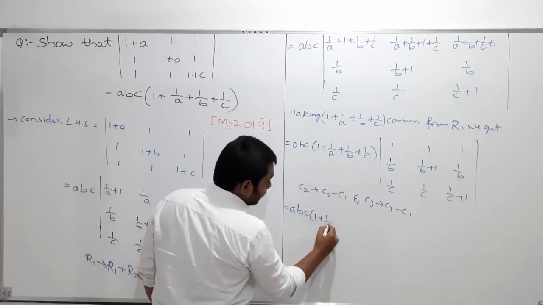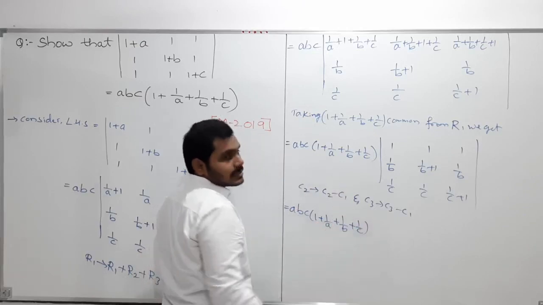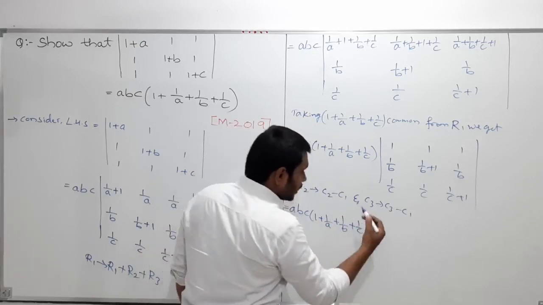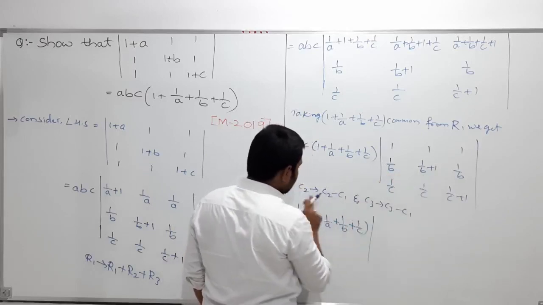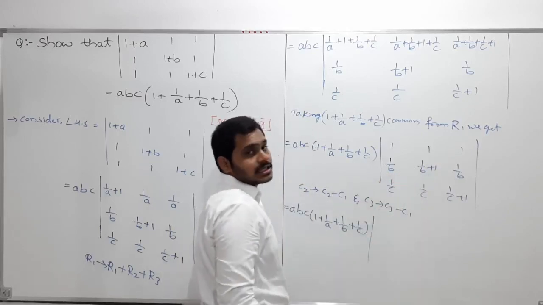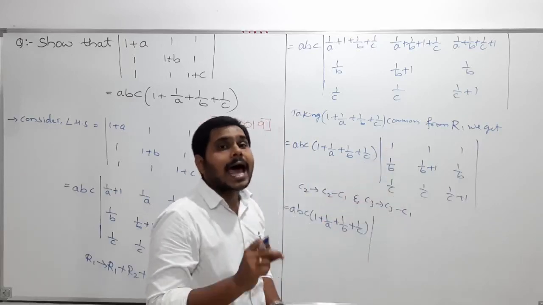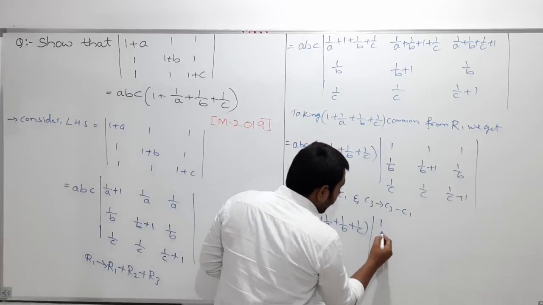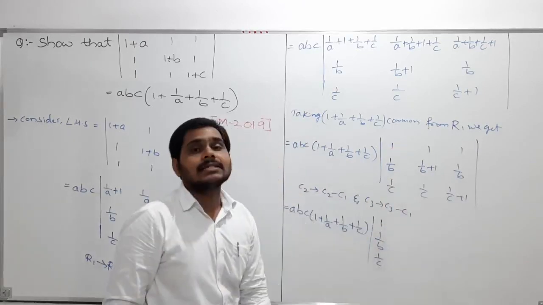Into 1 plus 1 by A plus 1 by B plus 1 by C. And now, my dear students, what is the operation I have? C1 as it is. Only here in this case C2 and C3 are changing. Column 2 and column 3 are changing. Column 1 will be as it is. So therefore 1 by B, 1 by C. So the column 1 will be as it is, I wrote.